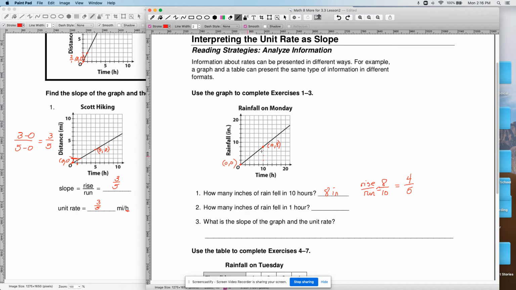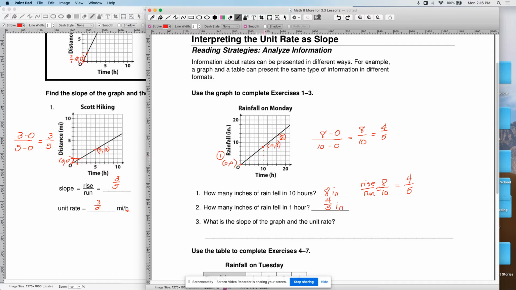The other way to do it would be to take your difference in x's and y's. So this would be point 2. This is point 1. The y from point 2 is 8. The y from point 1 is 0. The x from point 2 is 10. The x from point 1 is 0. So we subtract, we get 8 over 10. We reduce, we get 4 over 5, which is 4/5. So in 1 hour, 4/5 of an inch fell.